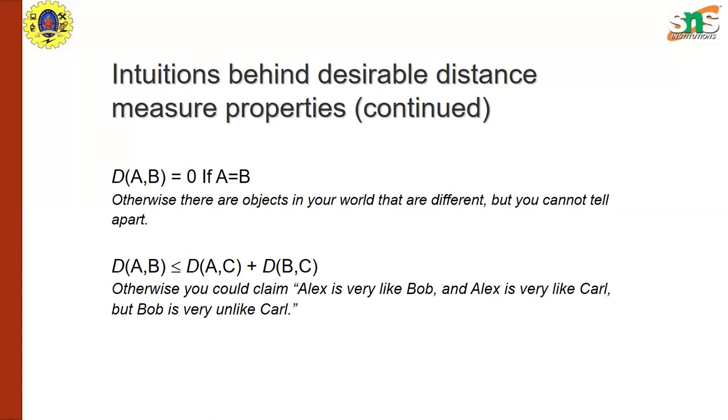The next one is the triangular inequality property. You can claim that Alex is very like Bob, and Alex is very like Carl, but Bob is very unlike Carl. This is how the distance measure properties are measured.